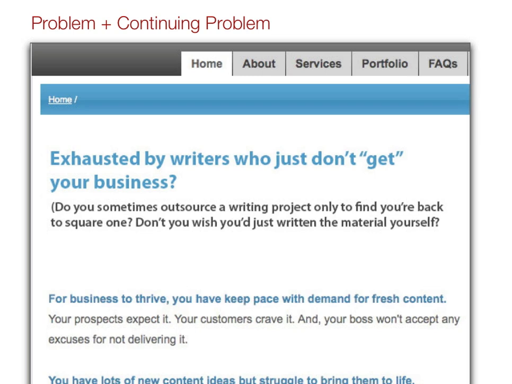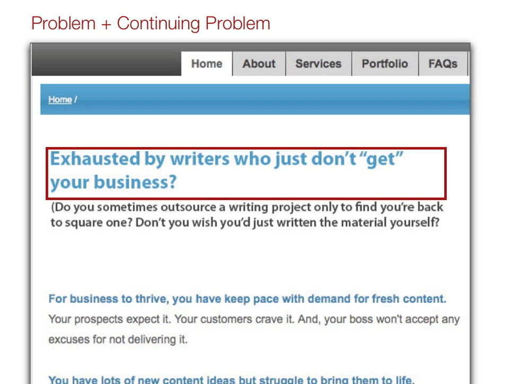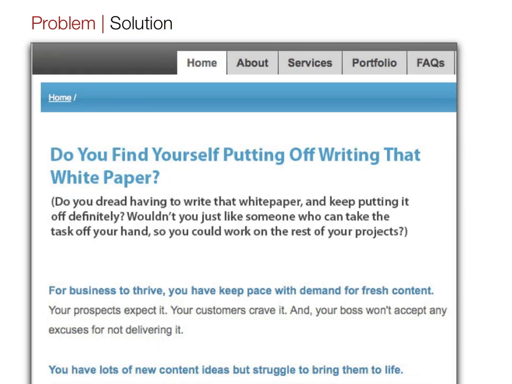Again, we'll start to see a different variation of that, which is the problem and the continuing problem. So that's the problem. People that don't get your business, and that's the continuing problem. See, don't you sometimes want to outsource a writing project? Don't you wish you'd written the material yourself? So it's a continuing problem. There's no solution there. So it's still keeping your attention, and that's what it's supposed to do. Get your attention and keep your attention.